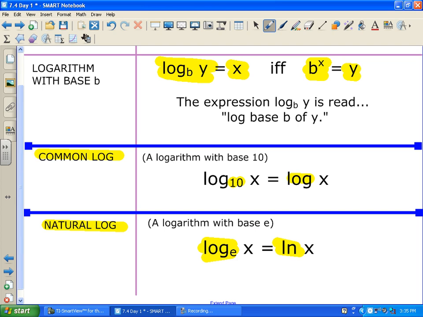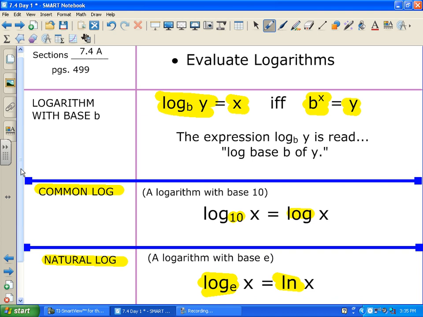Most of the stuff we'll do with logs isn't calculator driven, so make sure you're okay. Common log is a log base 10. Natural log is a log base e. And generically, at the top, log base b of y equals x. So it's really kind of vocab and saying the word correctly. Next up, I want to show you how it works.